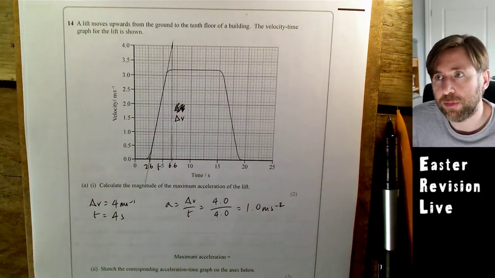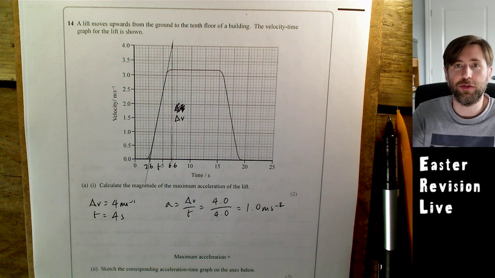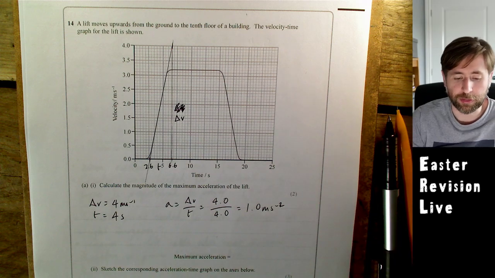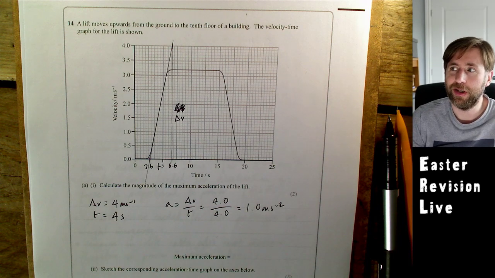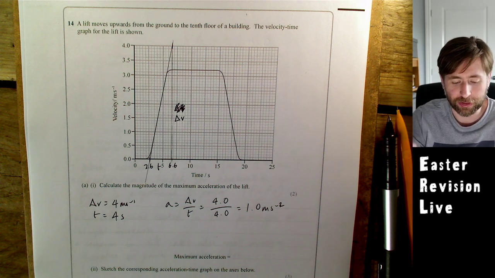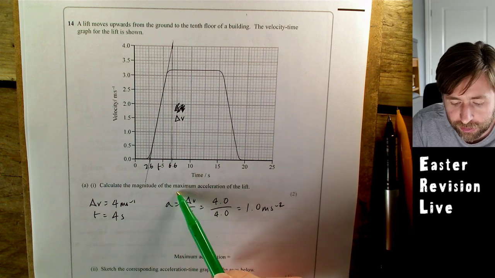A lift moves upwards from the ground to the 10th floor of the building. If you haven't tried this, then do get a physics toolbox and go up and down a lift and look at the accelerometer in your phone. Or the other one I quite like is the mass on a spring, and you can see how the force changes as you speed up and slow down in the lift. Anyway, calculate the magnitude of the maximum acceleration.